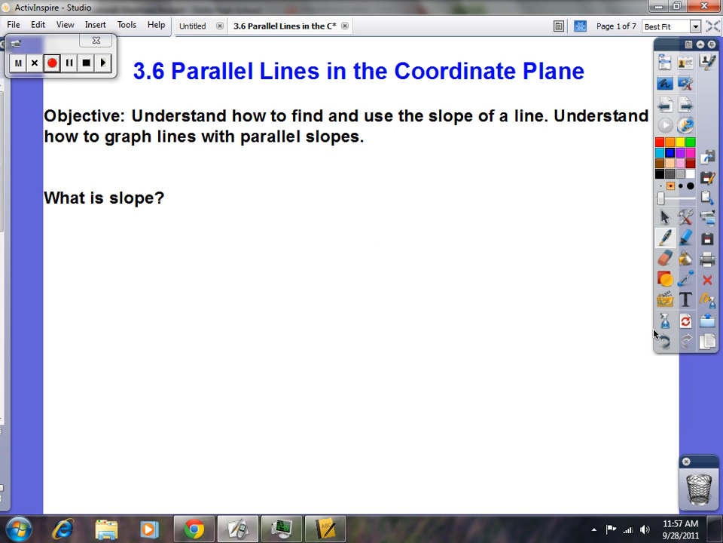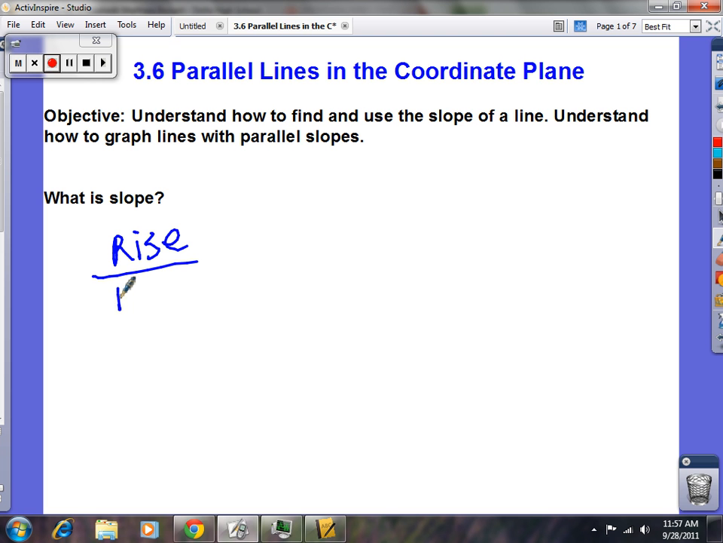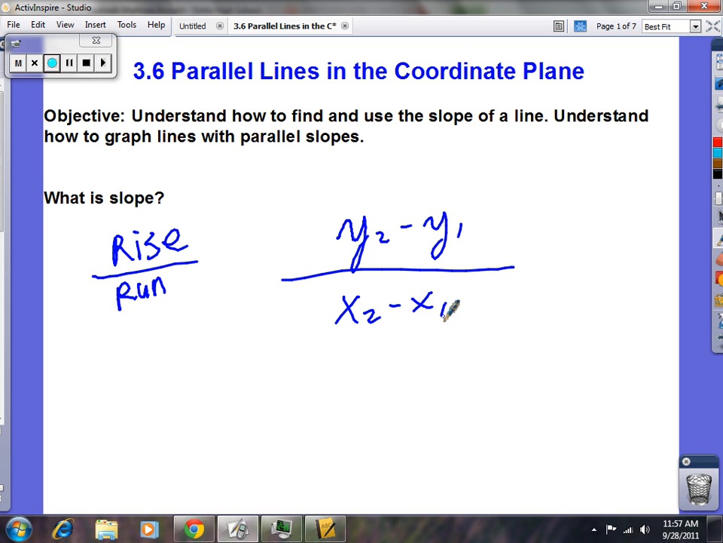Okay. Slope is rise over run. Handful of you guys remember that. This is huge. We're going to use this a lot today. Rise over run. Devin, you heard of that before? Okay. We're going to use this. Y sub 2 minus y sub 1 divided by x sub 2 minus x sub 1. Do you remember using this? Drew? Do you remember? This is the formula to calculate slope.